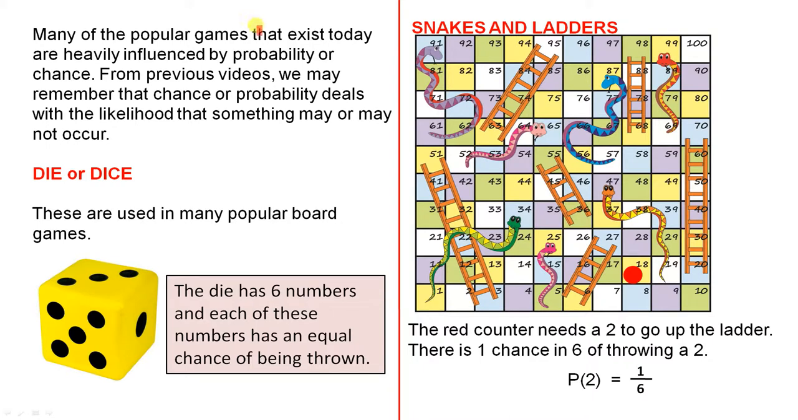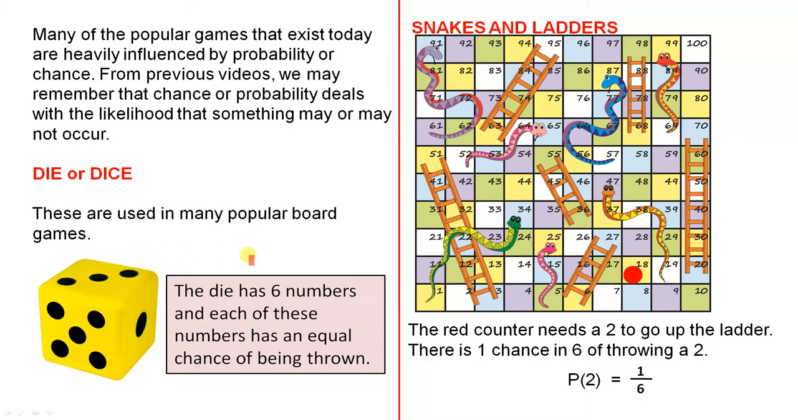Now here we have two words, die or dice. Die is the singular, that means it's one of these. Dice means you use two or more. So dice are used in many popular board games. So when I say these, we mean one die or more.